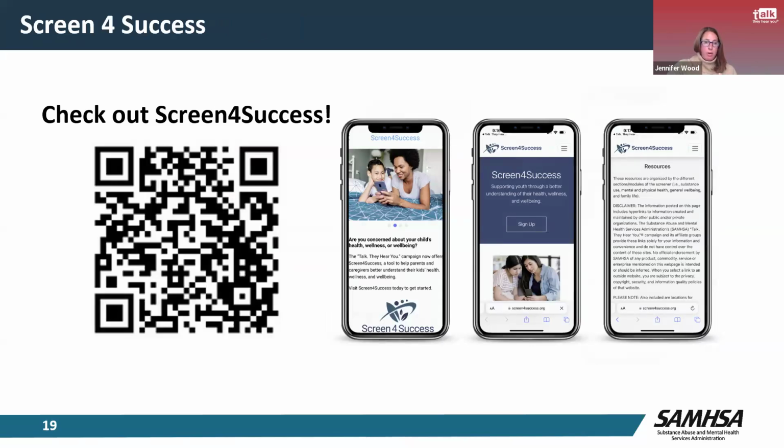So this is the QR code, which is golden, in my opinion, because that's going to be the gateway to get to Screen for Success and how you can sign up. Easy, takes a day or two to get your information back and get it processed, and you'll be ready to go.